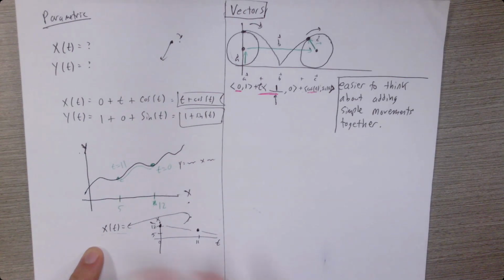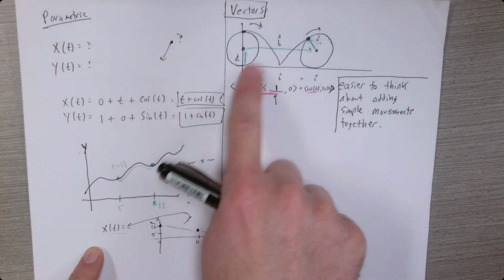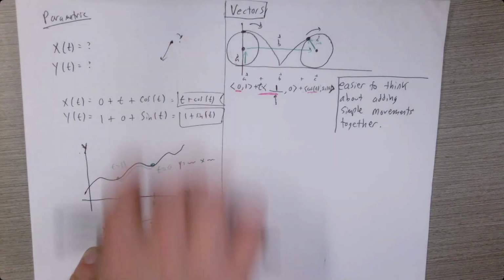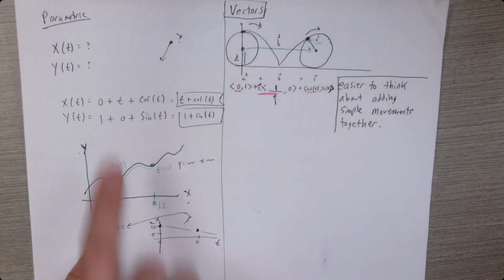So, to summarize, vectors are when you want to break a movement down into the movements of simple vectors. Parametrics would be if you need to think about your x motion separately from your y motion.